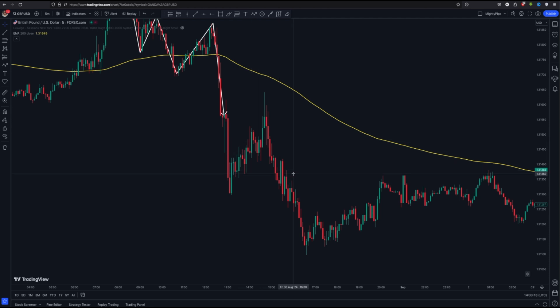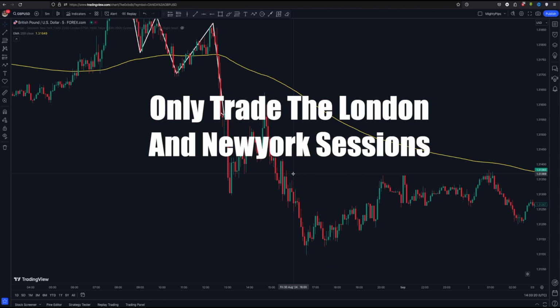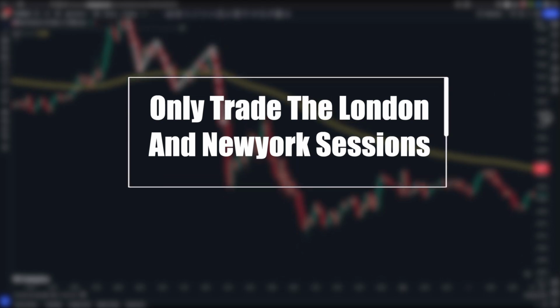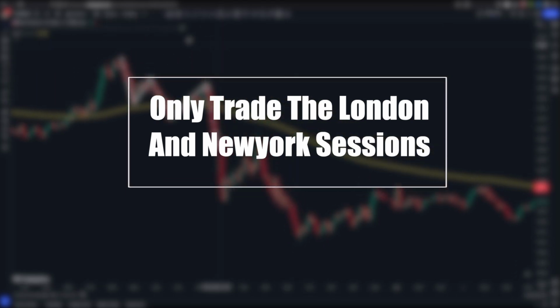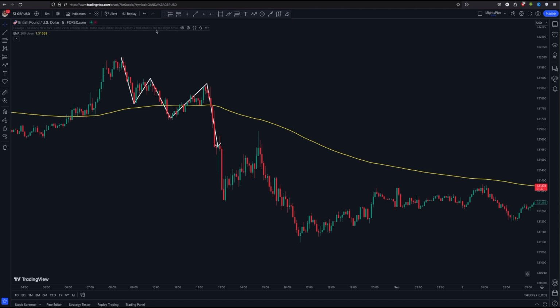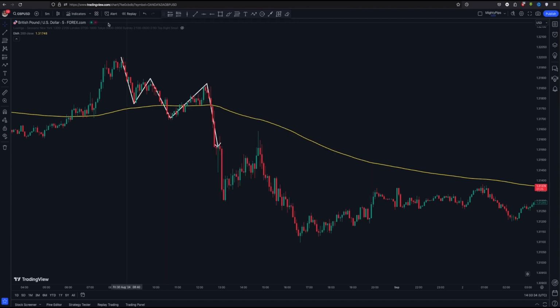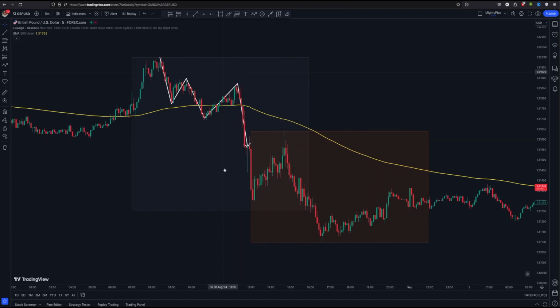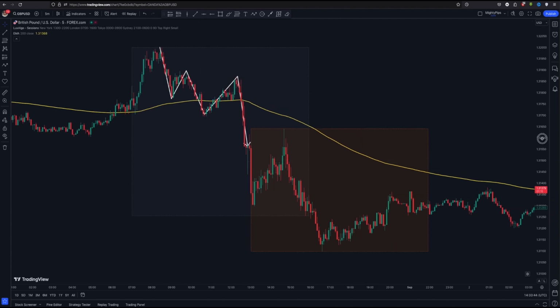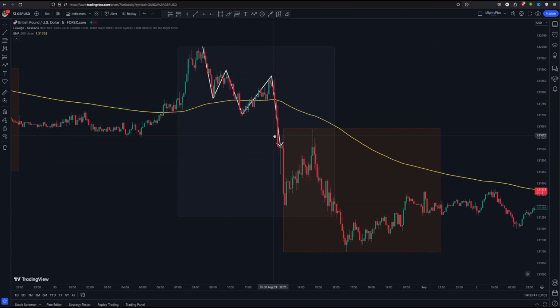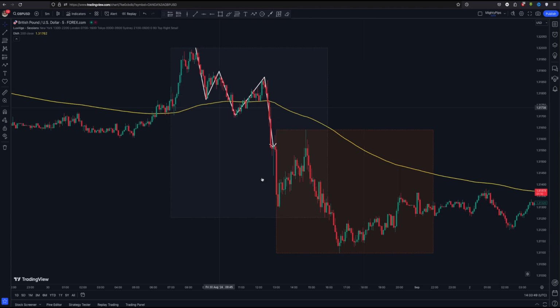Right, so the second rule that we have to consider is we only have to trade during the London and New York sessions. Now here I have a sessions indicator. You can just go back to indicators right here, and then you search for sessions. This one by LuxAlgo, put it on your chart. Then you'll have an indicator like this one on the chart. So you only want to trade during London, which is the gray box, and then the orange box is the New York session. Don't trade outside of these sessions, right? So you only want to trade that. That is rule number 2, right?